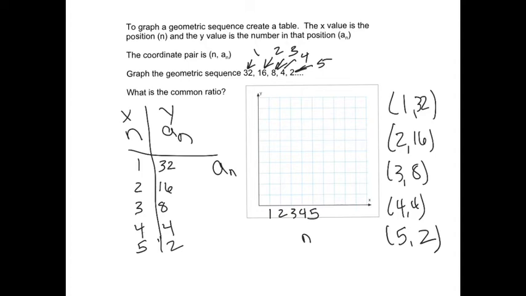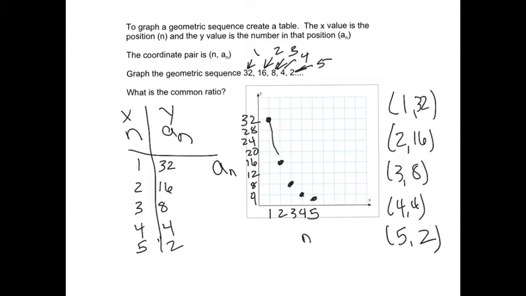So let's count by 4s. 4, 8, 12, 16, 20, 24, 28, 32. All right, so my first one is (1, 32). My second one is (2, 16). My third one is (3, 8). My fourth one is (4, 4). My fifth one is (5, 2).